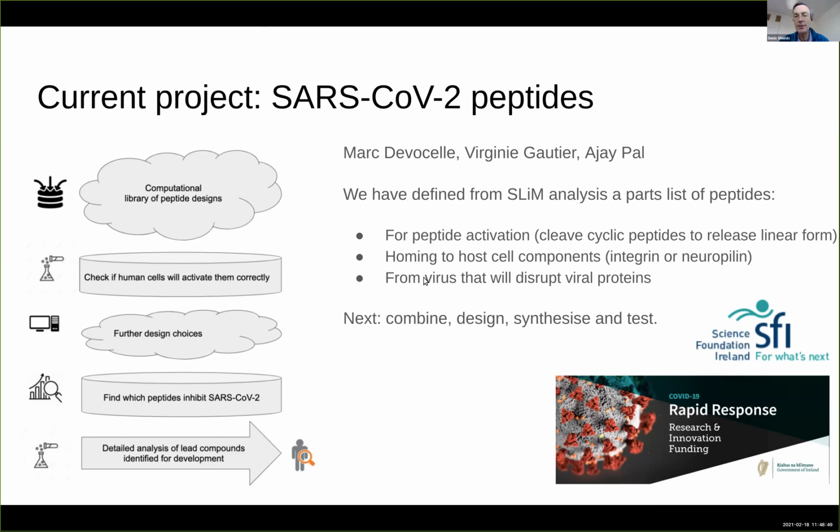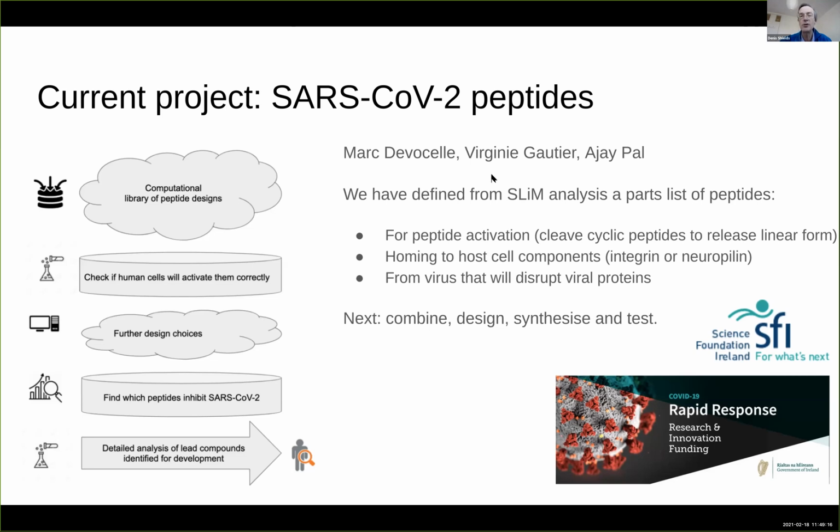And then can we take peptide regions or SLiM regions from the viruses that are going to disrupt the viral proteins? And we know there's a really good reagent against HIV which can do this. So we're interested in modeling in a similar way. And now we've got to combine these and design them and synthesize them in a chemistry lab. So that's where Mark Devasel comes in. He's a chemist up in the College of Surgeons, and he's going to do that work. And then once they're synthesized, we'll test them for their activity.